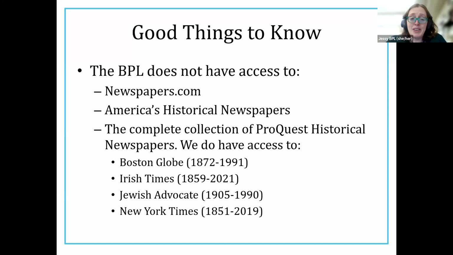We do have lots of other ones, including a few in ProQuest Historical Newspapers. We do not have the entirety of ProQuest Historical Newspapers. Our access is limited only to the Boston Globe, the Irish Times, the Jewish Advocate, and the New York Times. That is what we have. There are some places that will have complete access to the whole database. We do not. So that's just one more thing to keep in mind.